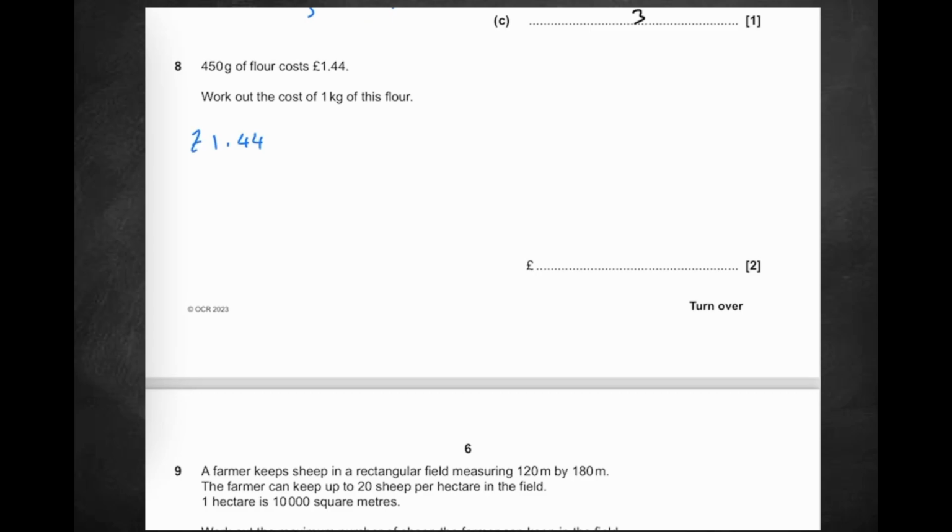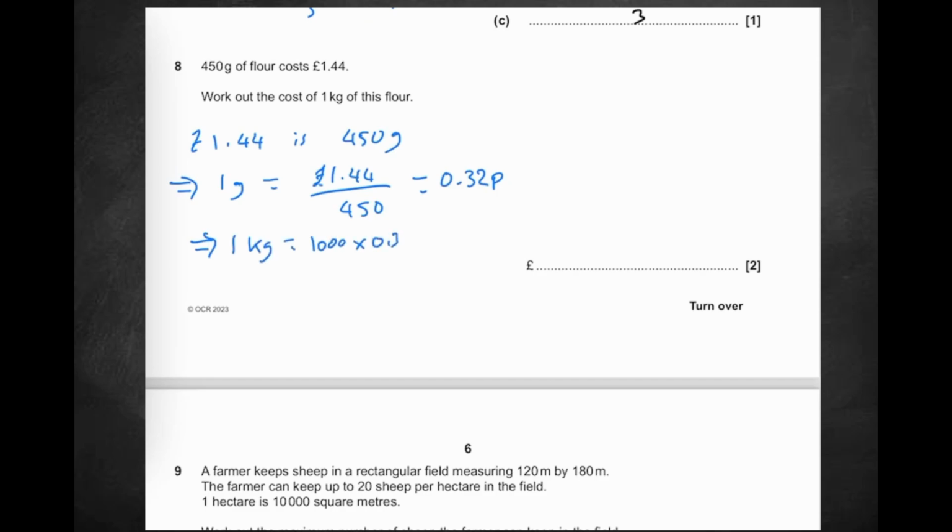So £1.44 is 450 grams. Therefore, 1 gram is going to be £1.44 divided by 450. Do that on my calculator, which gives us 0.32 pence. Then, like I said, we need to then times it by 1,000. So 1 kilogram equals 1,000 times 0.32p. 320 pence, which is the same as £3.20.